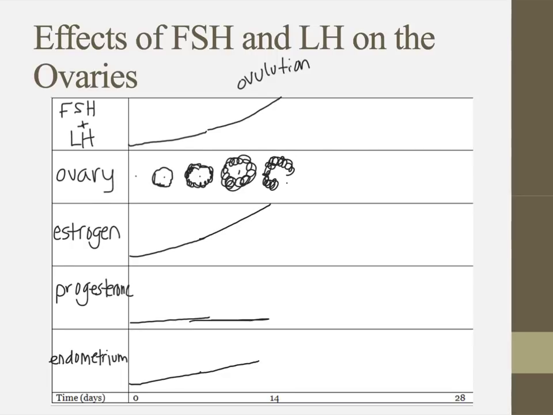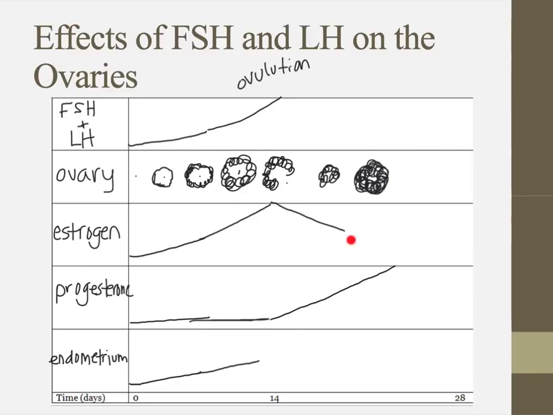Now once ovulation has occurred, we no longer have a follicle. We have the empty body called the corpus luteum. So if I no longer have a follicle, my estrogen levels are going to start to decrease. As this corpus luteum develops even farther, it's going to start to produce progesterone. Here it's producing a little bit, here it's producing a whole lot. So this progesterone is going to go up and up and up.